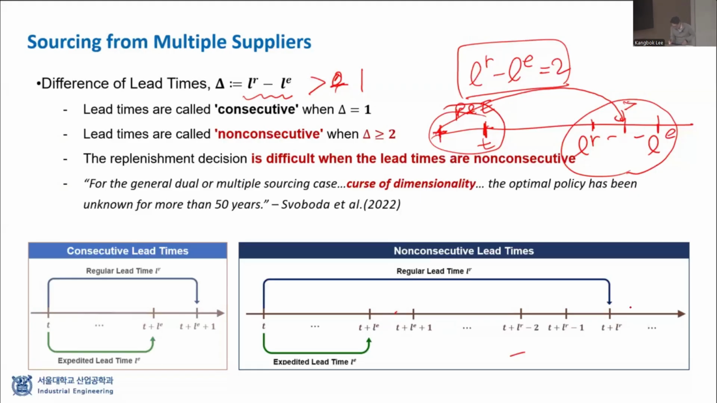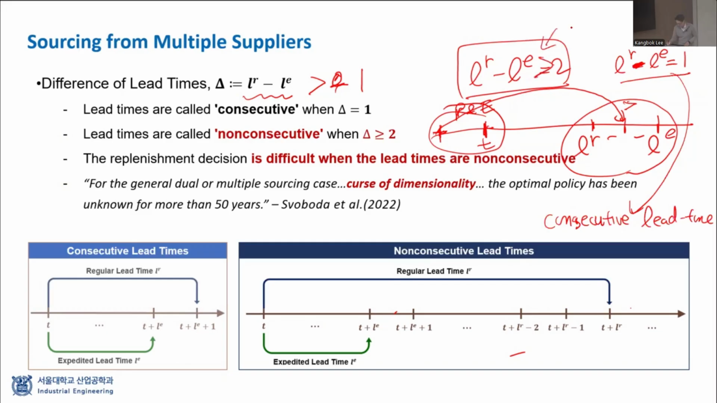In practice, the lead time difference can be quite high. For the case of a 1 period difference, we call it consecutive lead time. For the case of more than 2, we call it non-consecutive lead times. For the consecutive case, the optimal policy is already known. For the non-consecutive case, it's more complicated, and no policy type is known. That doesn't mean we cannot do anything. We can still calculate numerically what to do.